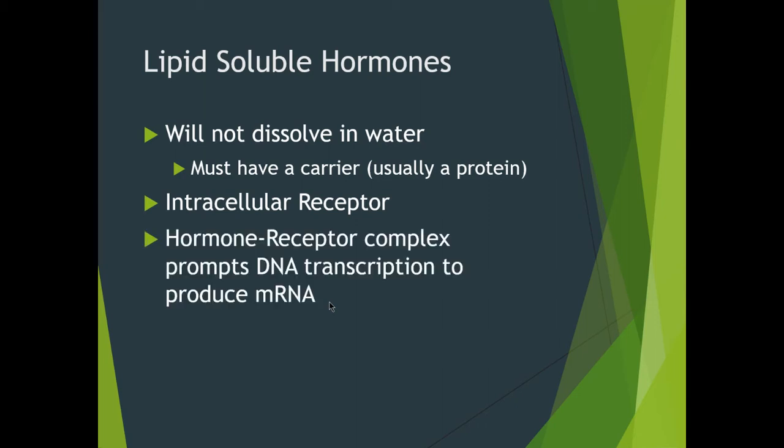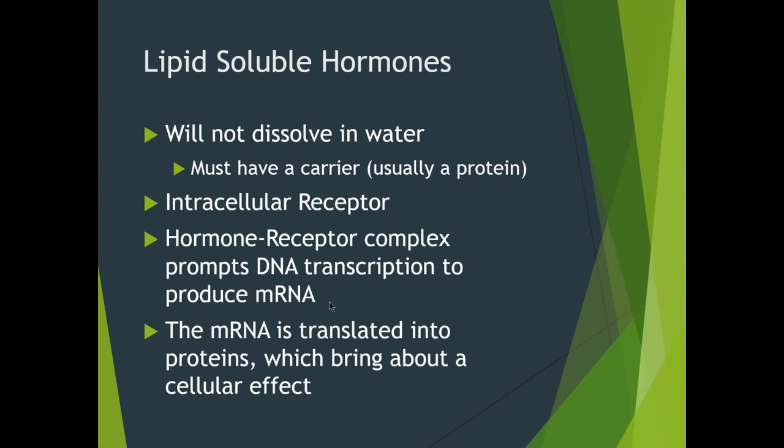They're going to bind to the receptor, and we're going to create this hormone receptor complex, which is going to go to the DNA and cause the DNA to begin to produce messenger RNA. We're going to get transcription. That messenger RNA then will enter the cytoplasm, and it will bind to ribosomes, and we'll create new proteins. We're going to do translation. And it's those new proteins which are going to create the effects produced by this hormone.